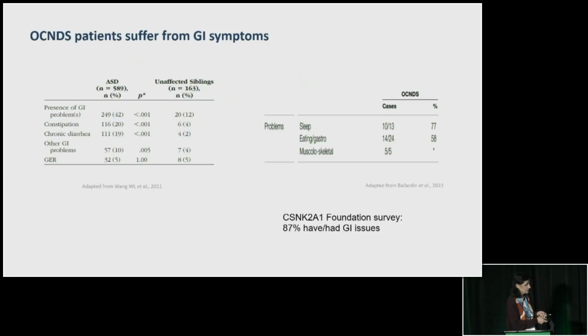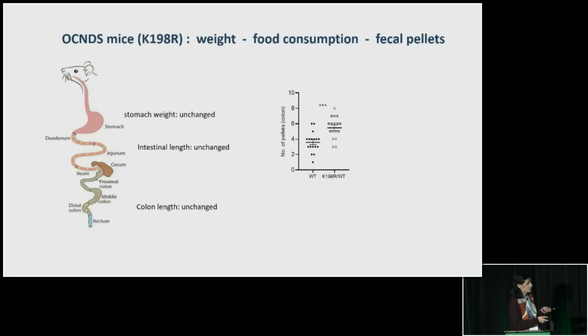So we were interested, based on data that was published and on a survey that the foundation put out about how many of your patients, your children, suffer from GI problems. The number was quite high. So we were interested to see in our mouse model what happens to the gut. The gut of the mouse is more or less the same. It has intestine, colon, etc.